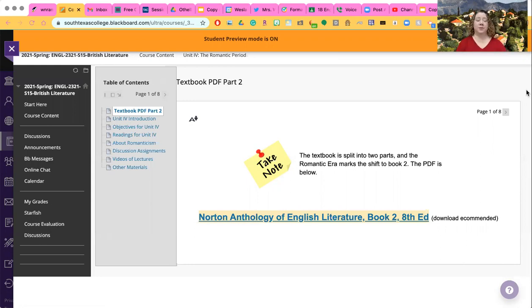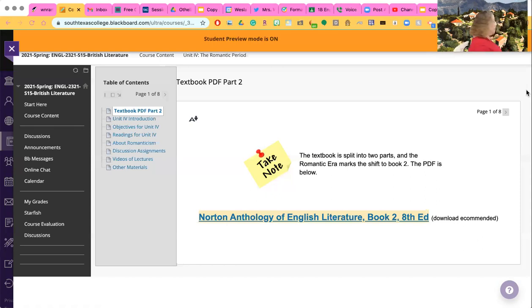If you go to Blackboard, the first thing that you'll notice in the unit for the Romantic period is that there's a new PDF. The other PDF finished. It's a 2-book textbook. This is what the textbook looks like. It's got a first half and a second half of the time periods. So we're switching over to the second one now.